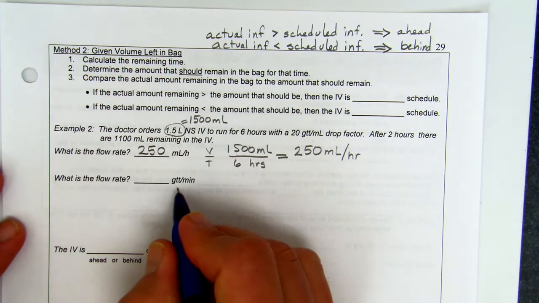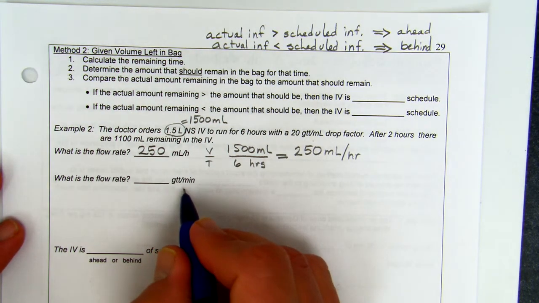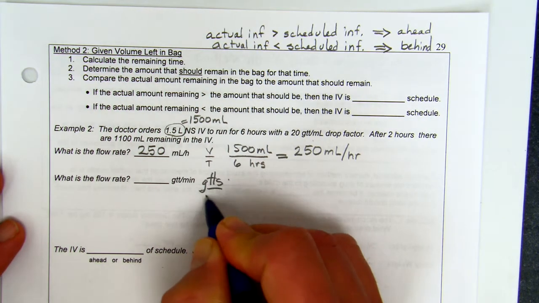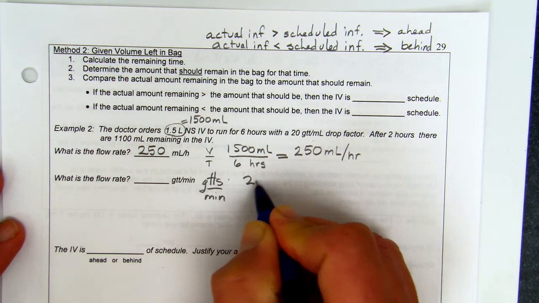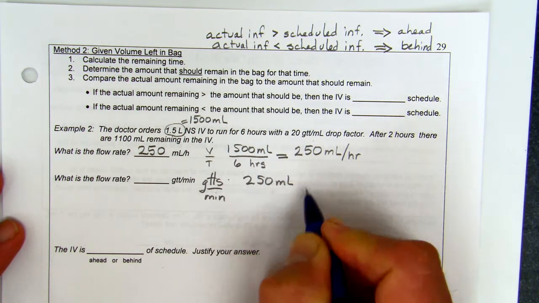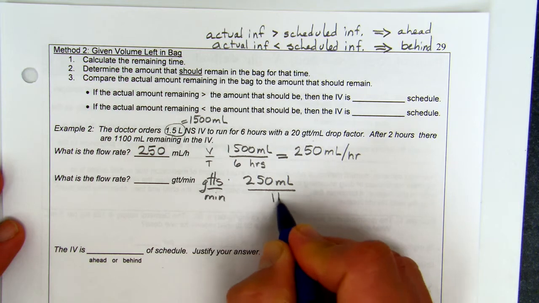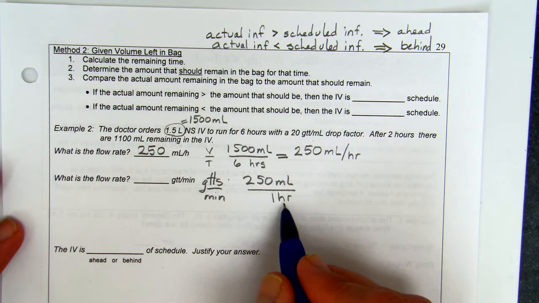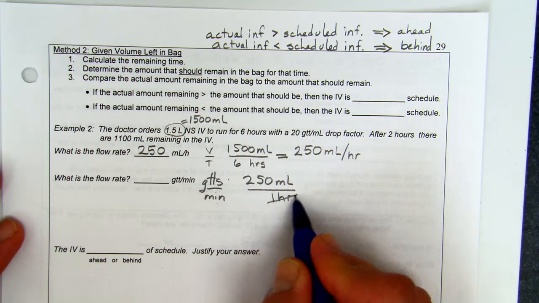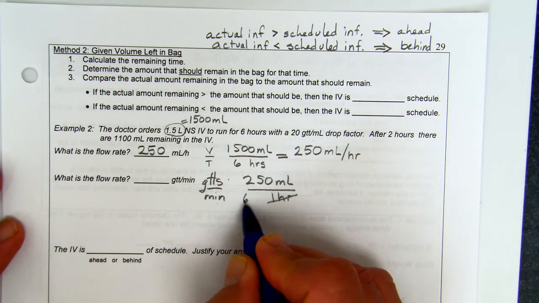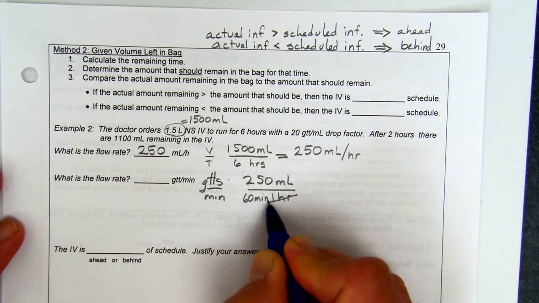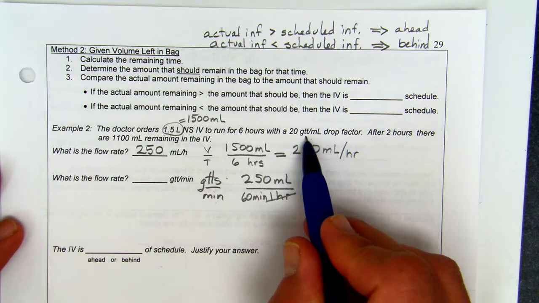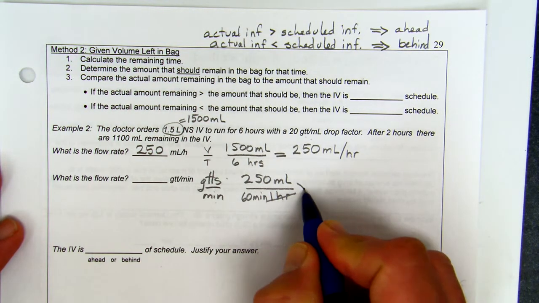All right, but since this is a gravity feed, we want our flow rate in drops per minute. So we'll take our 250 milliliters for every 1 hour and say, oh, we got all kinds of work to do. Instead of milliliters, we need drops. Instead of hours, we need minutes. So we can trade in that 1 hour for 60 minutes. And that's not too bad. And then the milliliters, to get to drops, we'll need the drop factor of 20 drops per milliliter.